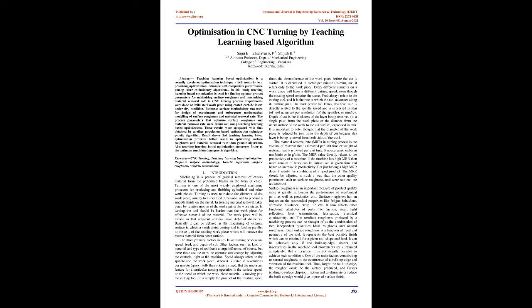The process parameters that optimize surface roughness and material removal rate were found out using teaching learning-based optimization. These results were compared with that obtained by another population-based optimization technique, genetic algorithm. Result shows that teaching learning-based optimization provides better result in optimizing surface roughness and material removal rate than genetic algorithm. Also, teaching learning-based optimization converges faster to the optimum condition than genetic algorithm.